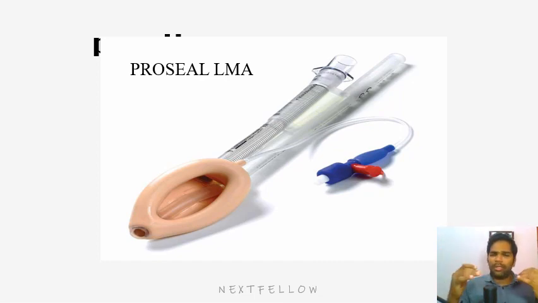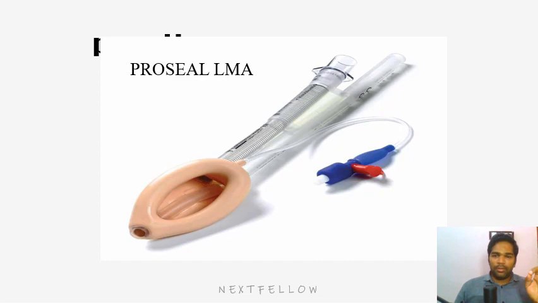So this LMA is very costly. In 2016 itself, this LMA cost around 20,000 per piece. So this is very costly, but it can be used multiple times. I told you multiple pieces of information about this LMA. I will repeat it. It is a second generation LMA. It consists of two tubes, one for the lungs and one for gastric desufflation.